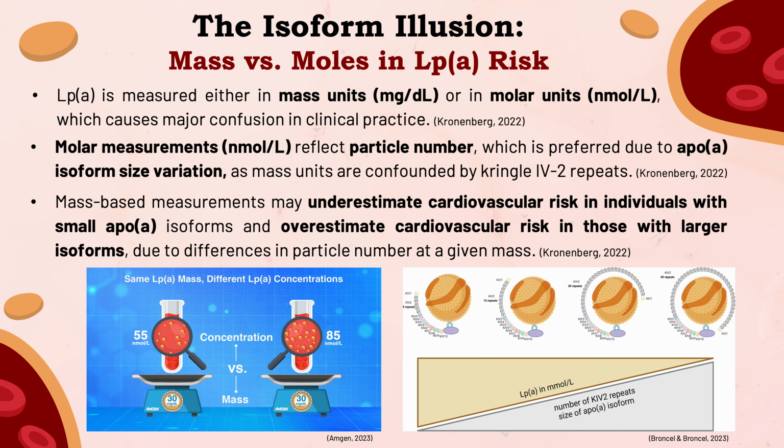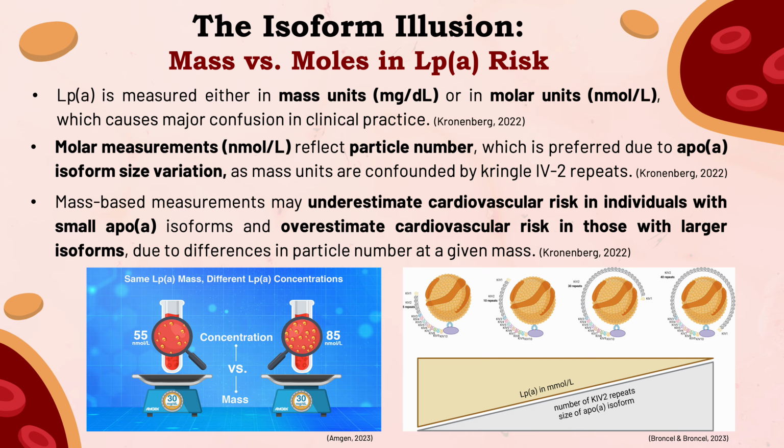Lipoprotein(a) is reported in either mass, milligrams per deciliter, or molar, nanomoles per liter units. This causes confusion, but molar values are generally more accurate because they reflect the actual number of particles, not just weight. Mass units can be misleading since Kringle 4-2 repeats can vary in weight.